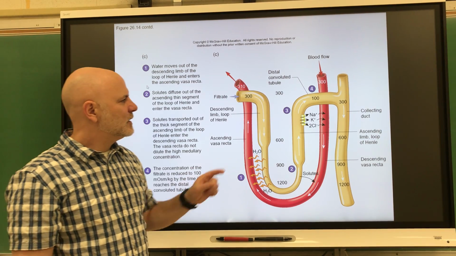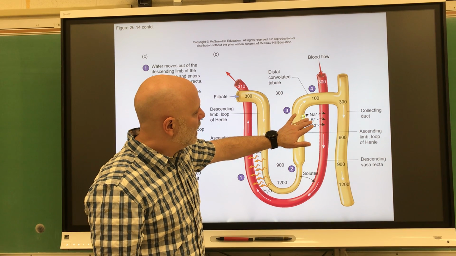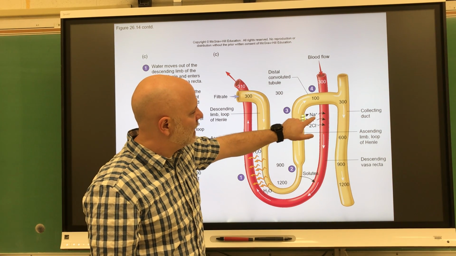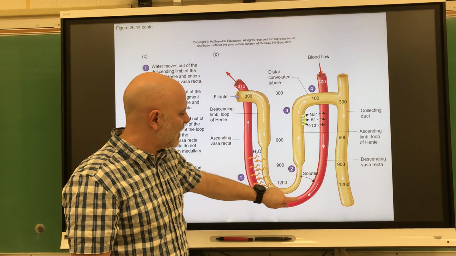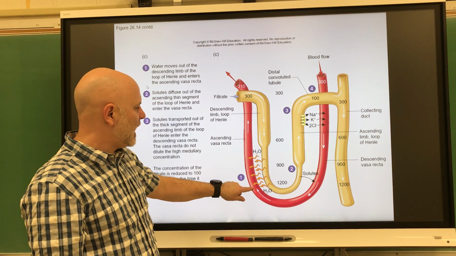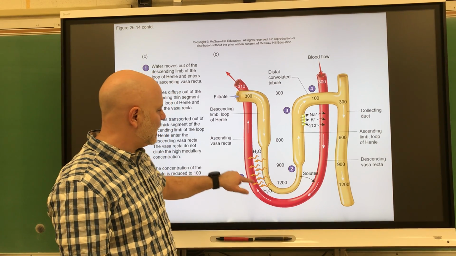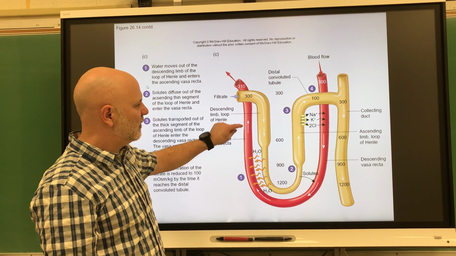All right? And so if we think about this, what we do here is we reabsorb a lot of solutes on this side, and then by the time the vasa recta gets over here, the blood solute concentration is pretty high, and so because it's pretty high here, it can absorb a lot of water on the descending limb of the loop of Henle.